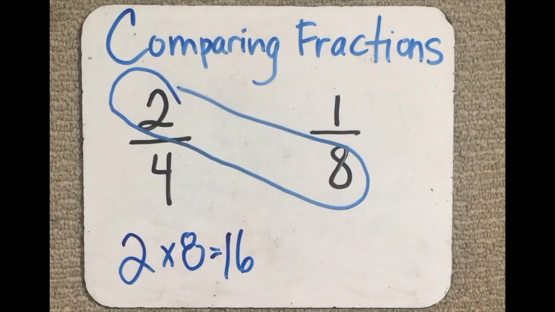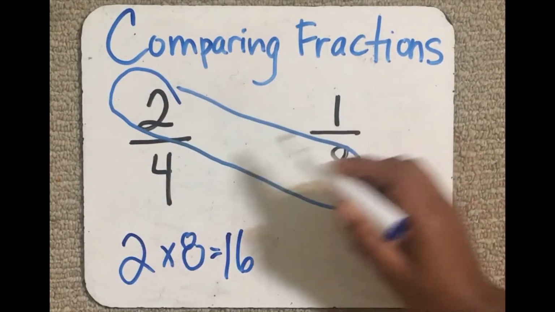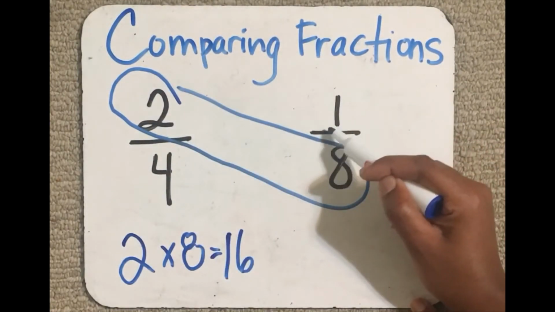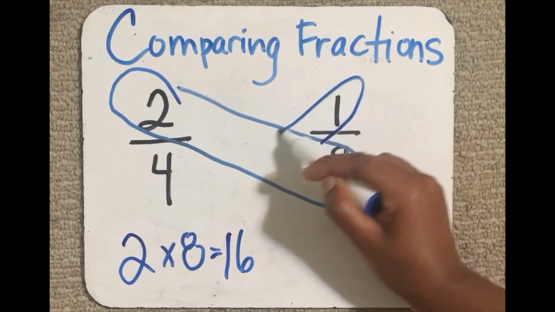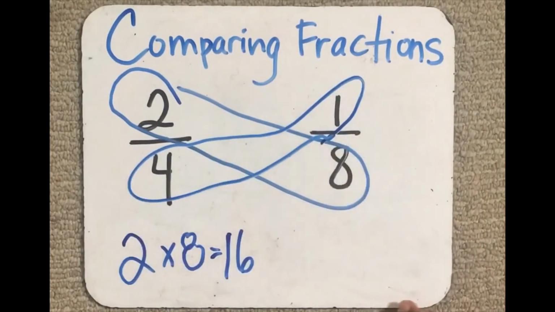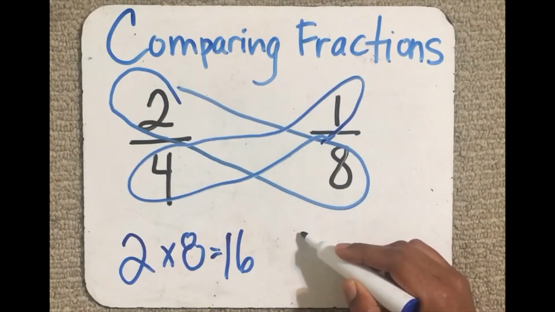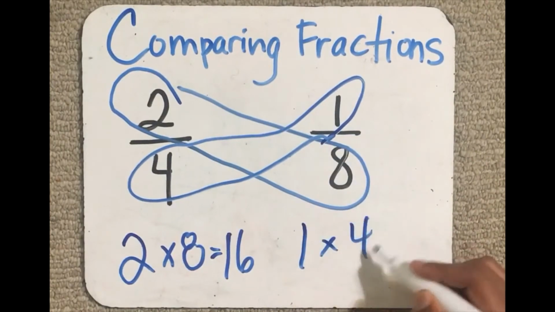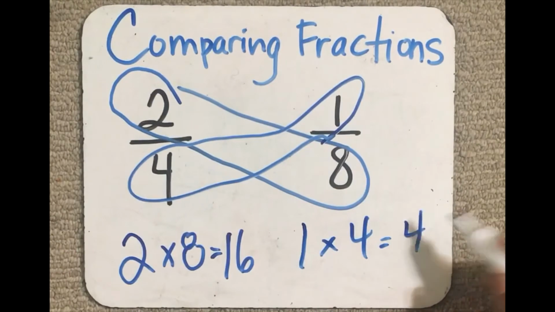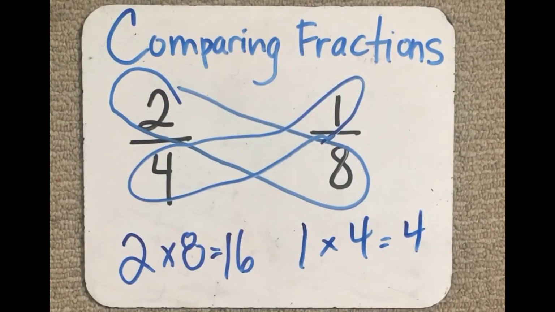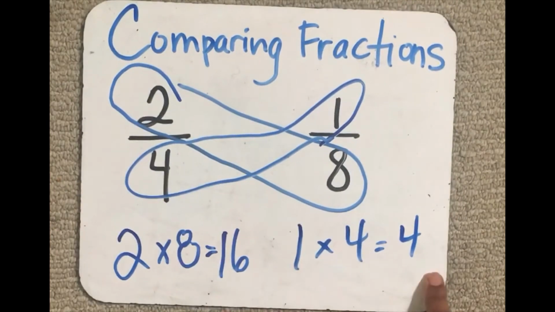Okay. Next, we are going to cross multiply 1 and 4. So we're going to draw a circle around the 1 and the 4. And hence, we have our butterfly. 1 times 4, or 4 times 1, is going to be 4. So now, essentially, we are going to be comparing the two products, 16 and 4.